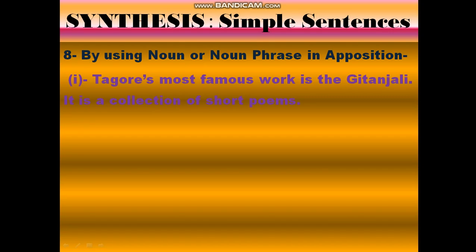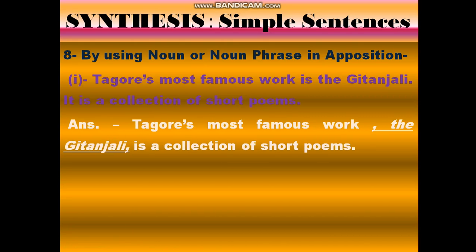It is a collection of short poems. We have two things told about Tagore's most famous work. The first one is its name, the Gitanjali, and second one is that it is a collection of short poems. Now we will put the Gitanjali into commas like this. Tagore's most famous work, the Gitanjali, is a collection of short poems. Here, the Gitanjali is a noun phrase that is in apposition, or means in commas.